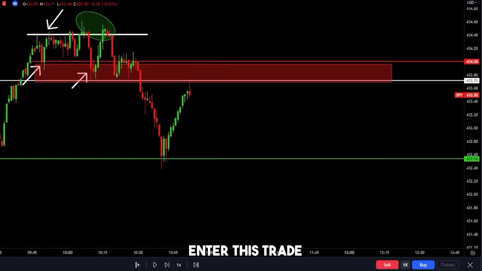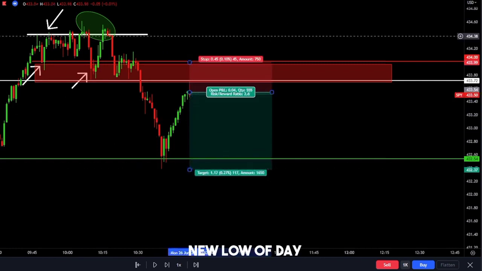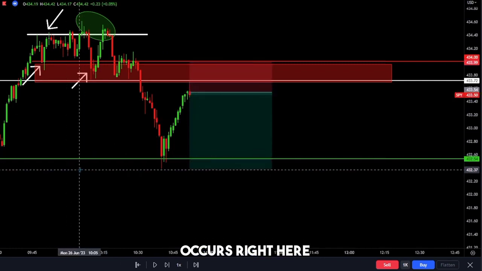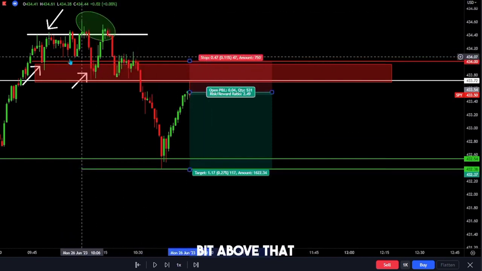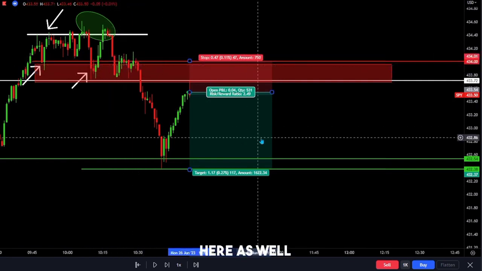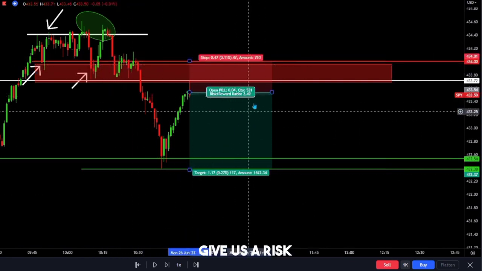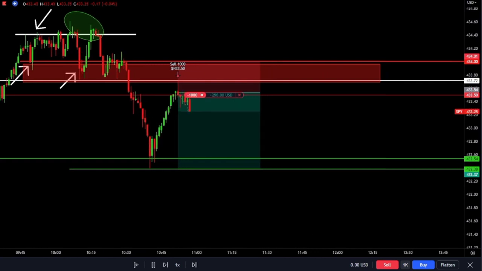So how would we enter this trade? We would enter this trade here looking for that new low of day, right? So our new low of day occurs right here. That's where our new low of day is. And our stop loss is going to be a little bit above that previous higher low. And then this pivot level or consolidation level here as well. Okay, so this is going to give us a risk to reward of 2.49. Let's enter into the trade here and let's see exactly how this trade works out.